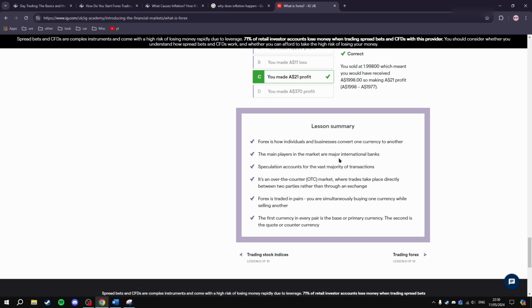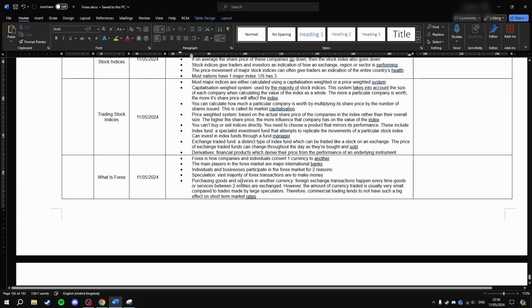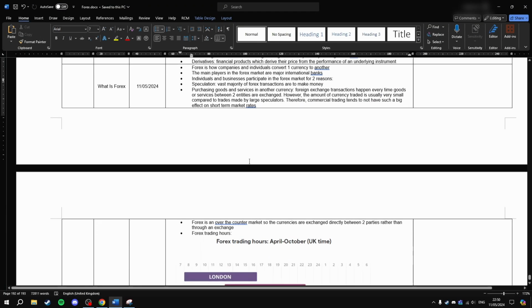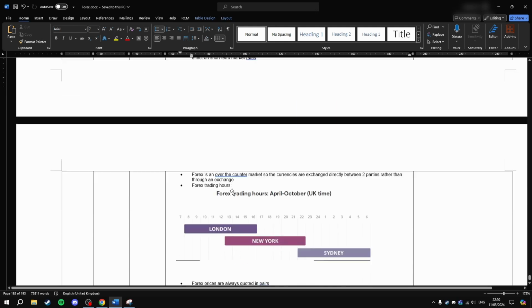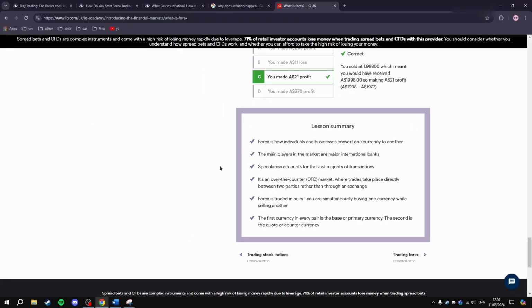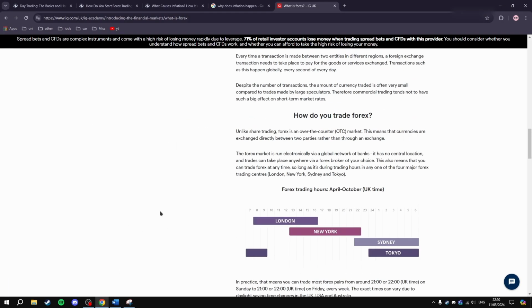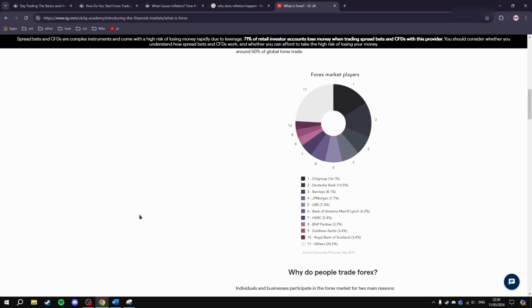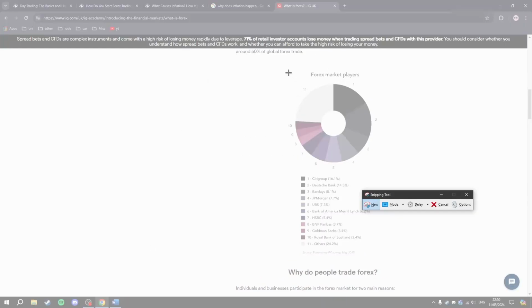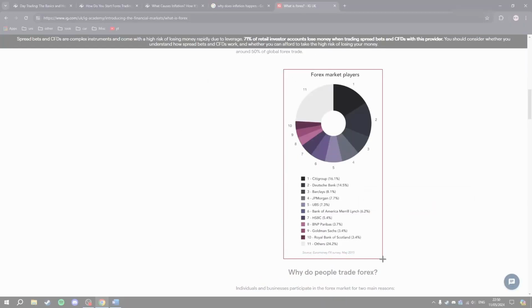Forex is traded in pairs. You are simultaneously buying one currency while selling another. The first currency in every pair is the base or primary currency. The second is the quote or counter currency. Cool. Let me just get this diagram as well.